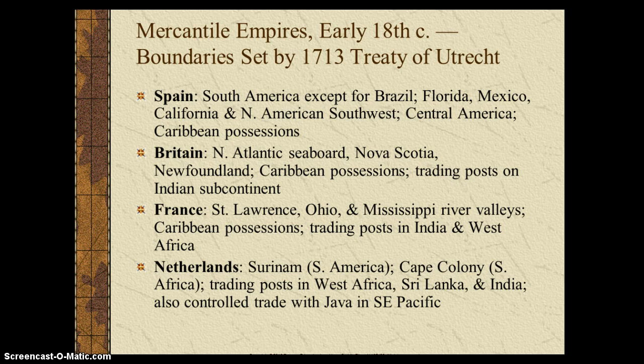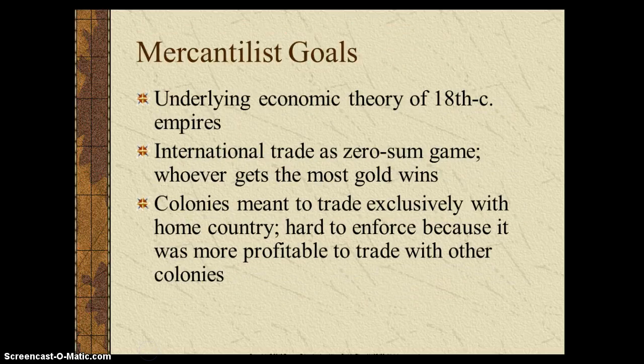To France, the St. Lawrence, Ohio, and Mississippi river valleys, Caribbean possessions. One would be Haiti, for example, and trading posts in India and West Africa. The Netherlands gets Suriname and the Cape Colony in South Africa. Trading posts in West Africa, Sri Lanka, and India, and also controlled trade with Java in the Southeast Pacific. This is an important slide to review.